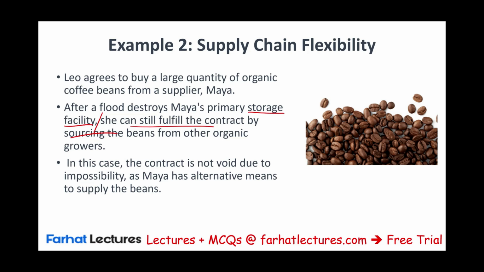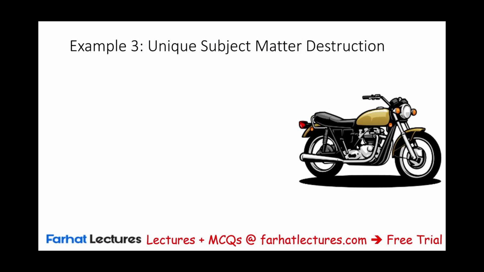Now, again, what would happen at the end of the day? Maybe it will go to court and the judge will decide. But the point here is, if you can find an alternative way to fulfill your requirement, then you're supposed to do that. Let's take a look at this example.